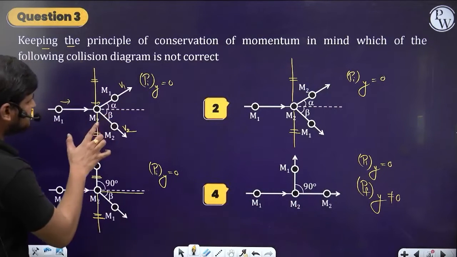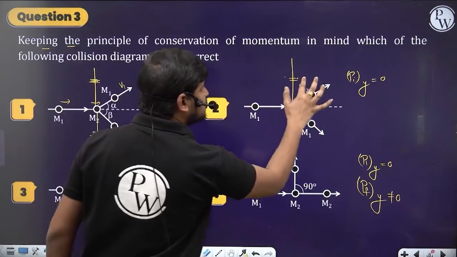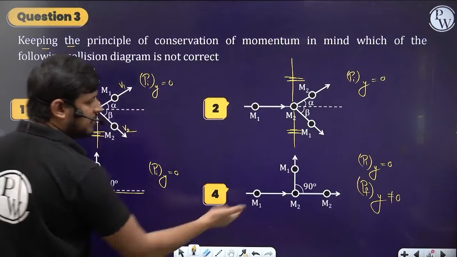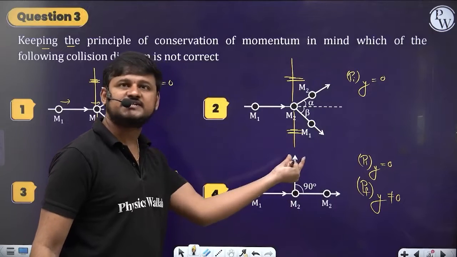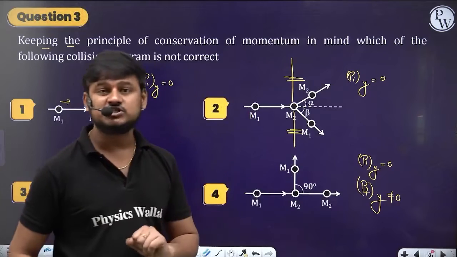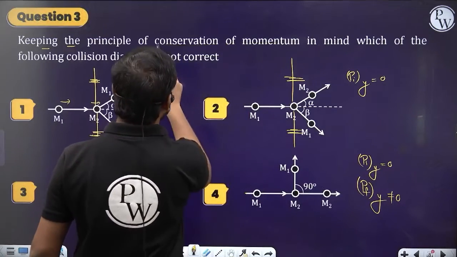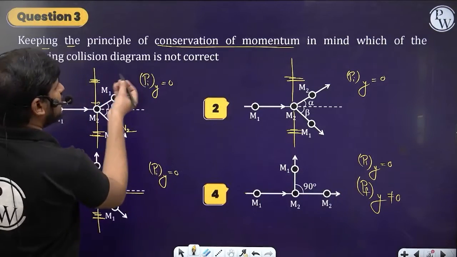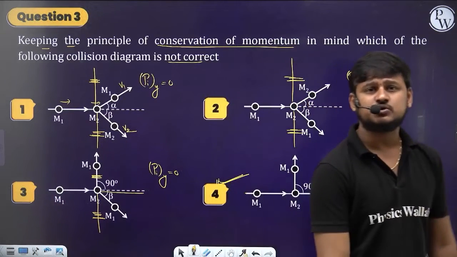In all three other options, the y direction momentum can be cancelled by this one, this one, and this one. But here there is no other y component opposing this y direction momentum. So here the initial momentum is 0 in the y direction, but the final momentum is not 0. So the conservation of momentum is not applicable here, right? That's why, for which is not correct, option 4 is not correct. Clear? Understood, guys? Chalo.